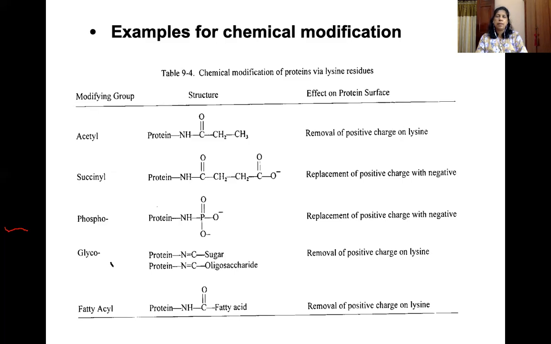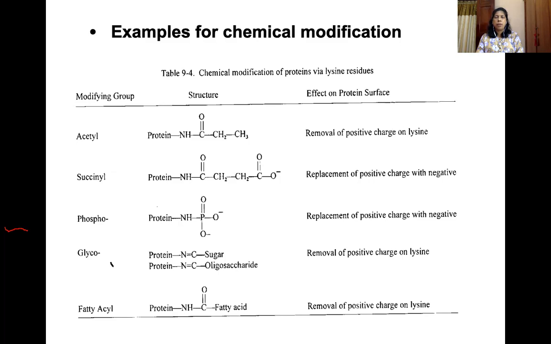If you add succinyl, then what is happening? There is replacement of positive charges with negative charges. Because of the negative charges, solubility can be increased, right? With acetylation, the lysine lost its positive charge, so its solubility decreased. If you add succinyl, the positive charge is replaced with negative, therefore solubility increases. And if you add the phosphor group, you can replace the positive charges with negative. Then the final protein comes out with a lot of negative charge, therefore solubility can be increased.